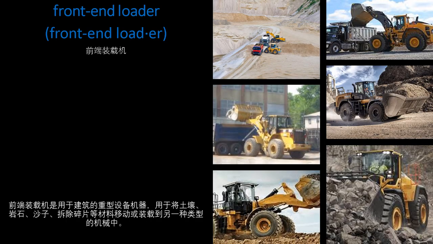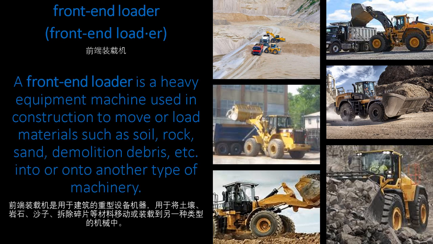Front end loader. A front end loader is a heavy equipment machine used in construction to move or load materials such as soil, rock, sand, demolition debris, etc., into or onto another type of machinery.